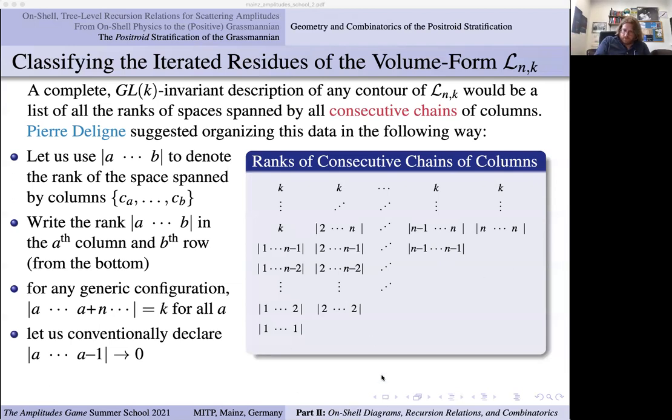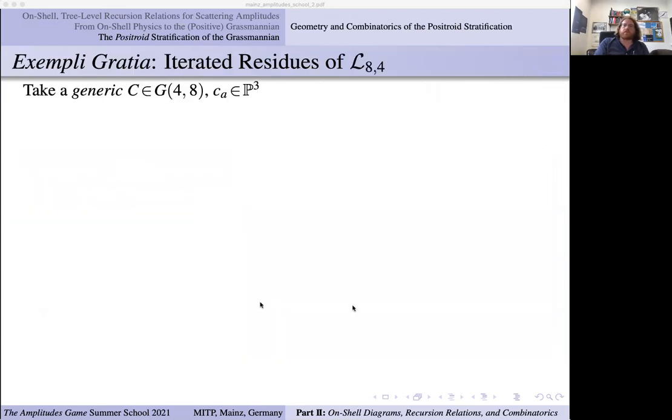And we can even go below this diagonal by saying that the span of columns from A to A minus 1, which is an empty set of columns, should have rank 0. So we can put zeros along the diagonal here. The rank spanned by columns from 1 up to 1 is either 1 or 0, and so on. So everything along this diagonal is either 1 or 0. As you go up in the column, you are monotonically increasing, and as you go left from the diagonal, you are also monotonically increasing.